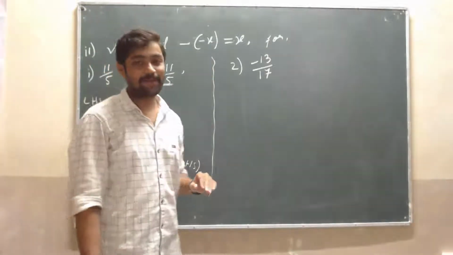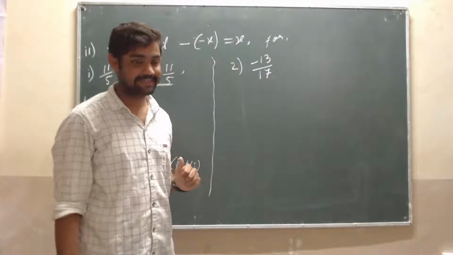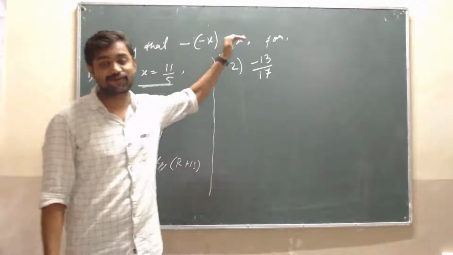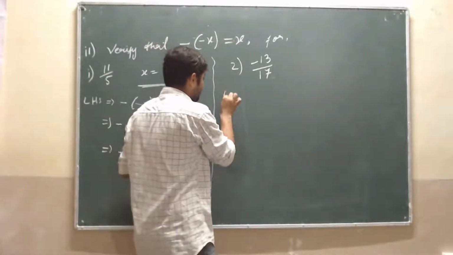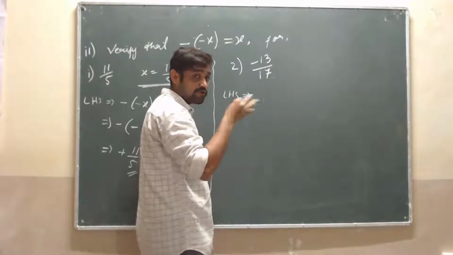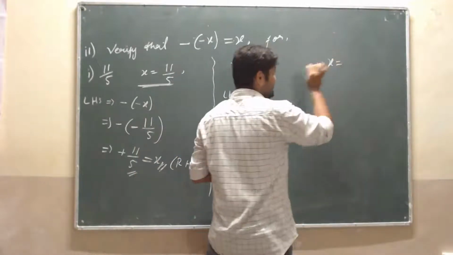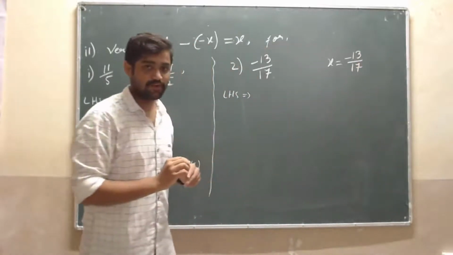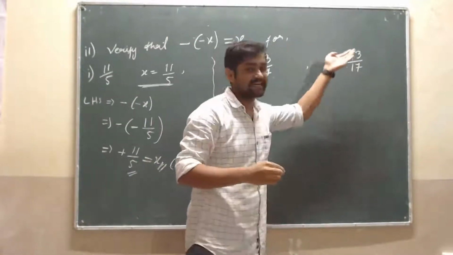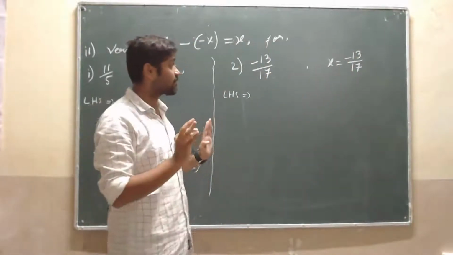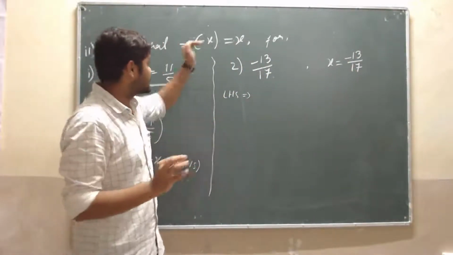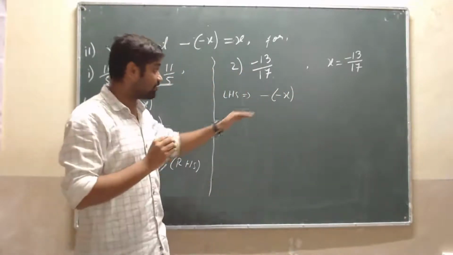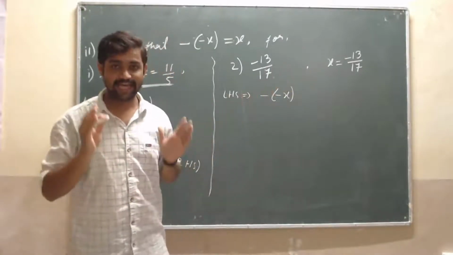Then the second question we have is minus 13 by 17. We have to verify whether minus of minus x is equal to x or not. First take LHS. Before taking that, we have to take x is equal to minus 13 by 17. Okay, let's take x is equal to minus 13 by 17. Simpler formulas are there. Don't worry about that. LHS we have, that is minus of minus x. Now in this expression we have to put the value of x.